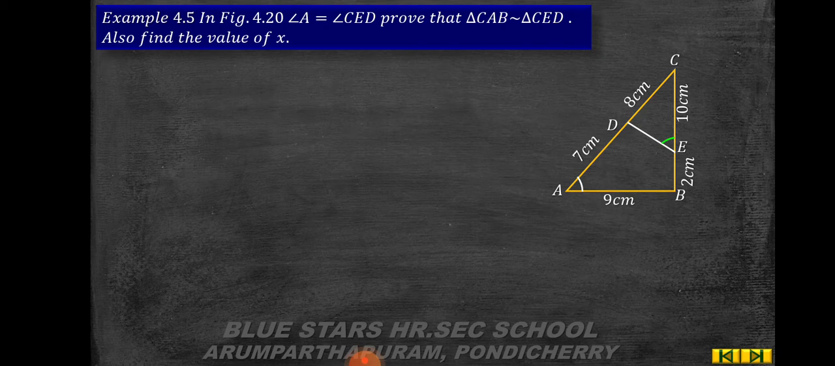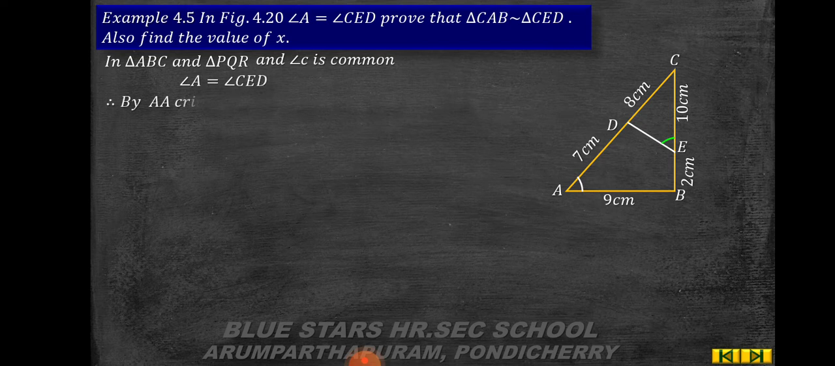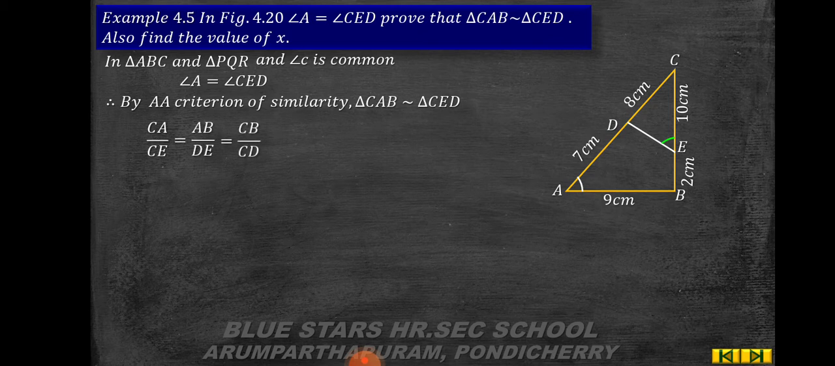So this is the given figure. In triangle ABC and triangle CED, angle C is common. Angle A is equal to angle CED is given. By the angle criterion of similarity, triangle CAB is similar to triangle CED. So CA by CE is equal to AB by DE is equal to CB by CD. AB by DE is equal to CB by CD, which implies AB value is 9 by DE is x.